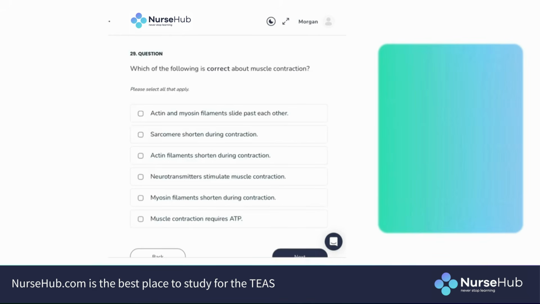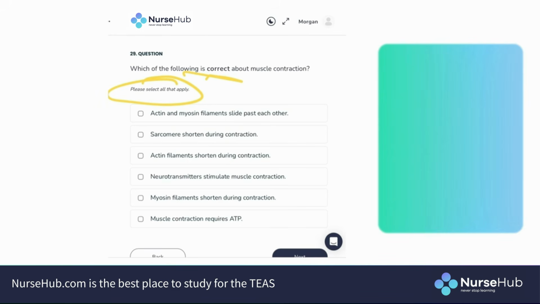All right, let's go ahead and look at question 29. This one is asking us which of the following is correct about muscle contraction, and we need to select all that applies. So we know there are likely more than one correct answer. Let's read the question. It says, which of the following is true about muscle contraction? What I'm going to do is go ahead and brainstorm everything that I know about what happens during muscle contraction. Since this is a select all that apply question, I know I'll likely need to select more than one correct answer, so we're going to read through all of them carefully.